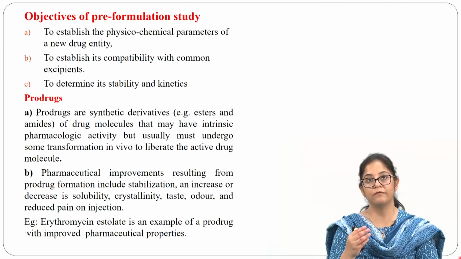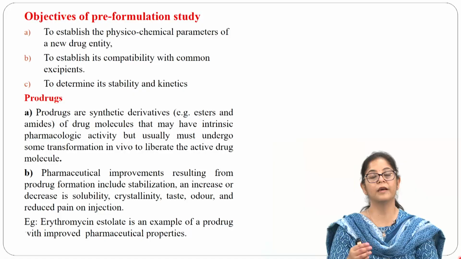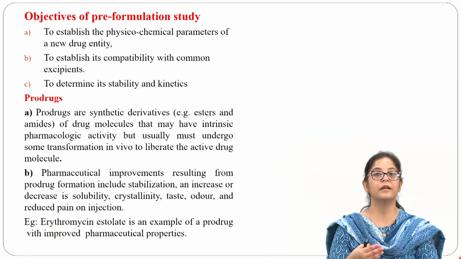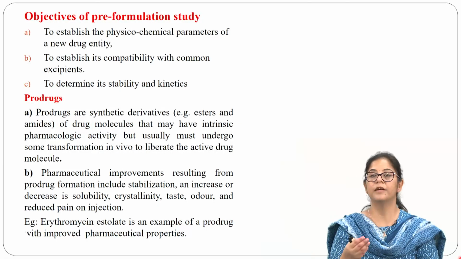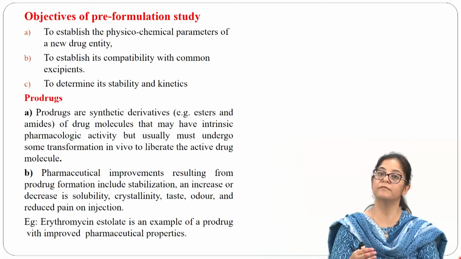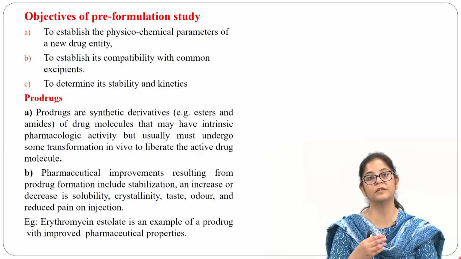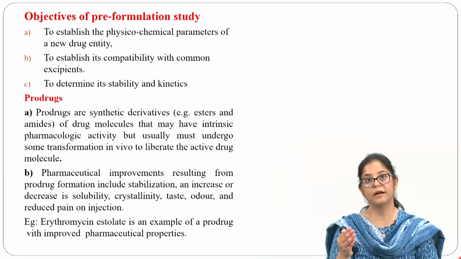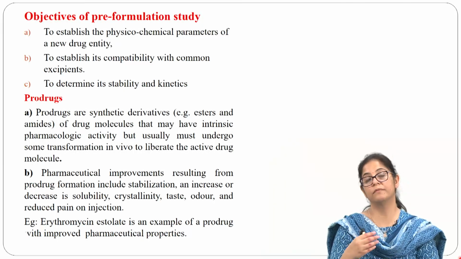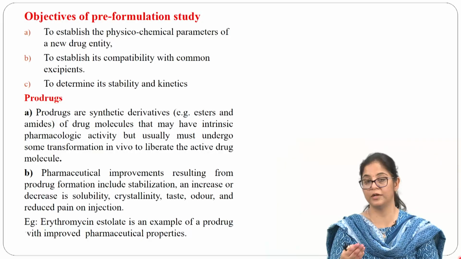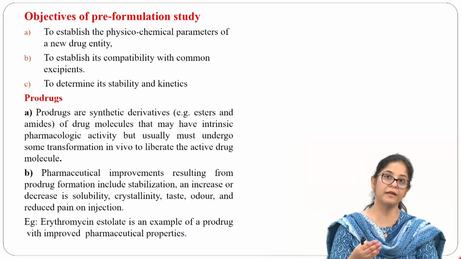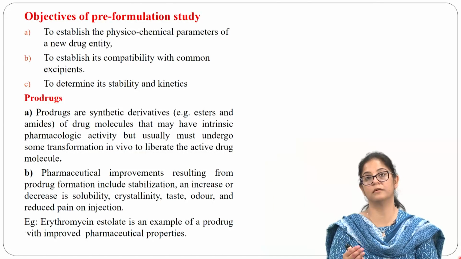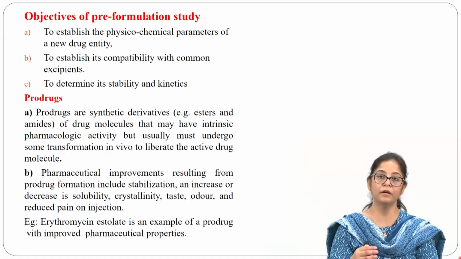By formulating prodrugs of the drugs, we can create stable and new drug moieties, we can increase or decrease the solubility, we can play around with the crystallinity. Suppose some drug is very bitter, we can convert it into a sweeter moiety and modify its taste, color, odor, or if it induces pain upon injection. So, all these things can be done when we are converting the drug into a prodrug form.